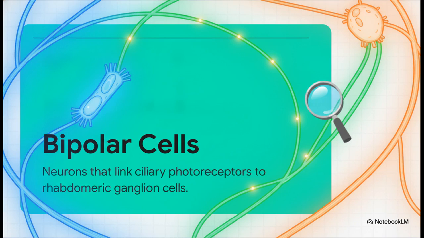They act as the evolutionary bridge. They physically and chemically link our ancient ciliary photoreceptors to our rhabdomeric output neurons, the ganglion cells. Out in the broader animal kingdom, this kind of cross-wiring is just incredibly unusual.